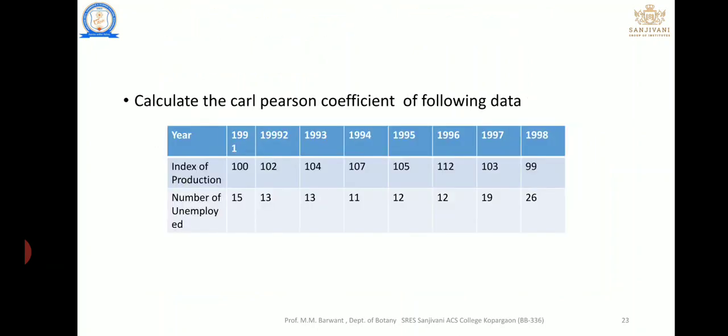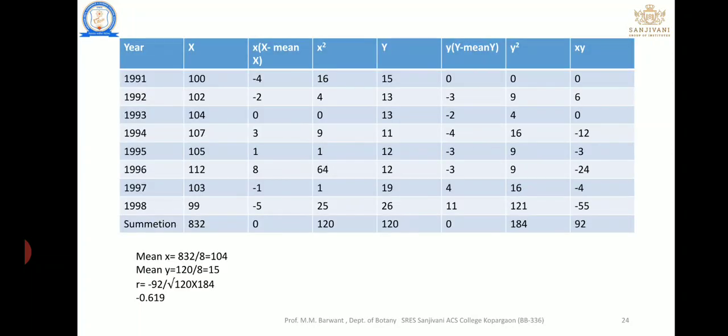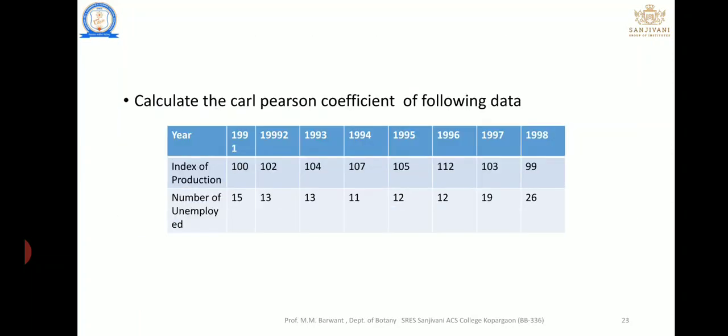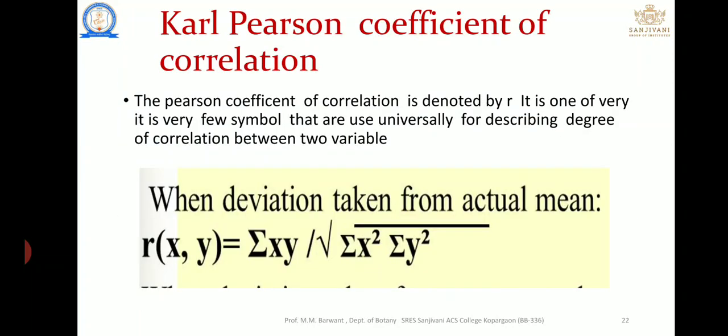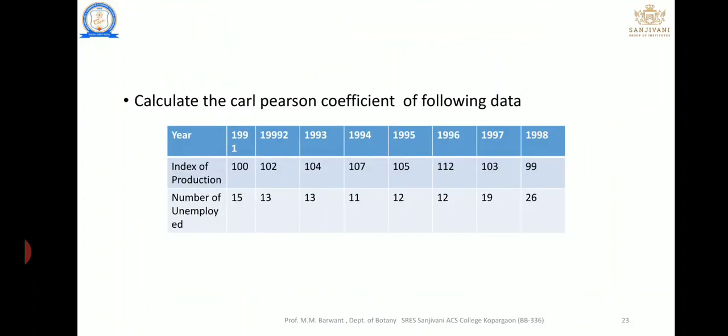Let's calculate the Karl Pearson coefficient of the following data: year, index of production, and number of unemployed. Let's see the formula of the Karl Pearson coefficient. rxy, where x is the first variable and y is the second variable. First we have to calculate xy, then the summation of x square, then the summation of y square.